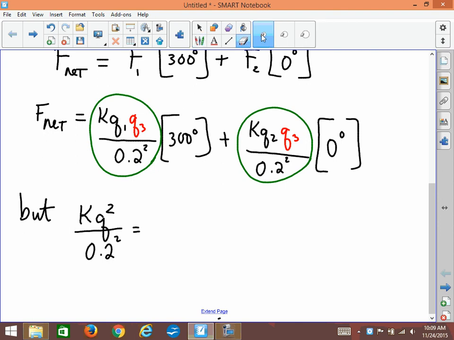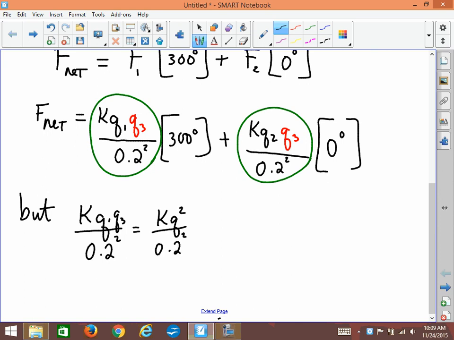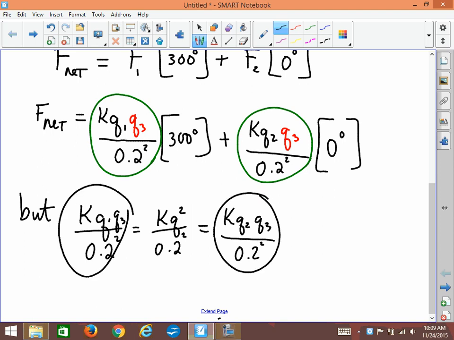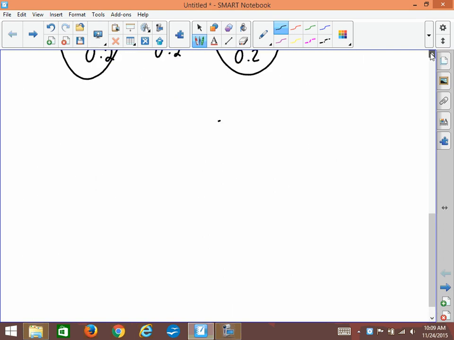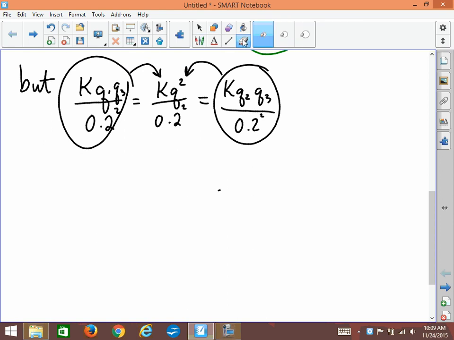Now, if you're studying this later, you might wonder how we got that, so let's do it like this. Q1, Q3 is equal to k Q squared over 0.2 squared, because the Q's are the same. And that's also equal to k Q2, Q3. So all I'm doing here is writing a statement to show that the two values of this and this are both equal to that. And then I can figure that out on the side and then substitute it into my equation.